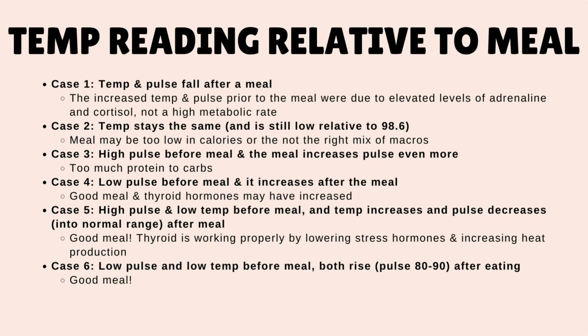Case number 5, you have a high pulse and a low temperature before the meal and then your temp increases and your pulse decreases after the meal. Again, another good meal. Your thyroid is working properly by lowering stress hormones and increasing heat production. Case number 6, you have low pulse and low temp before a meal, and both rise after eating. Again, that's a great meal. That meal is helping you produce energy.